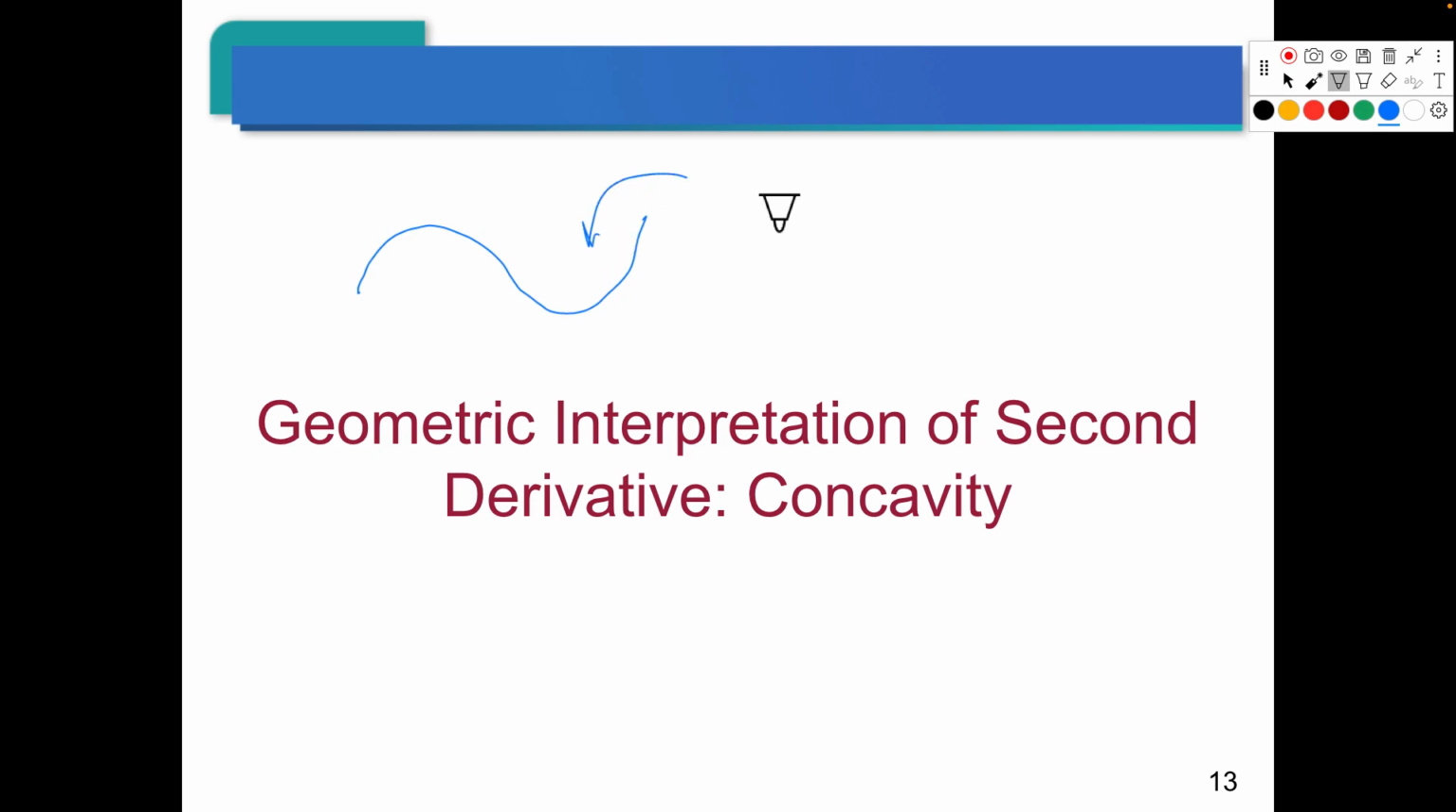This particular one, we're going to call concave up because it can hold water, so it's like a goblet or something, so it's up. So if that's concave up, what do you think we should call this one? Concave down. Perfect. So those are the two types of things. So it's kind of like an umbrella.